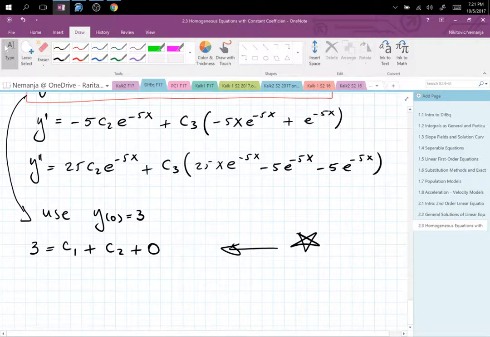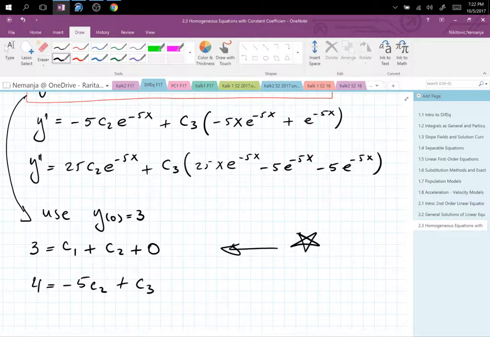So now y prime is 4 equals -5 c2 e to the 0 is 1 plus c3, and then the first one dies, it's 0, so c3, that's it. So now you see that I have another equation which is just c2 and c3. So it looks like we'll have to solve a 3 by 3 system of equations to deal with this.